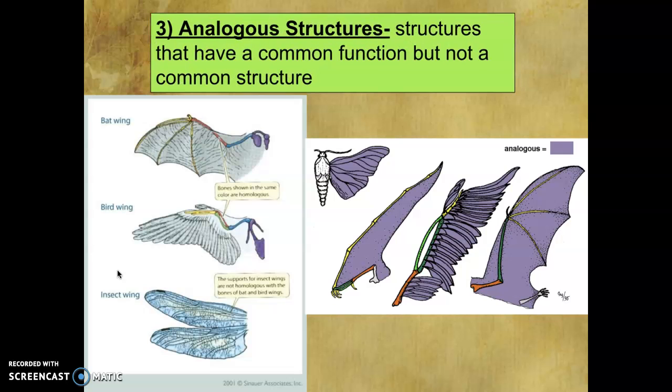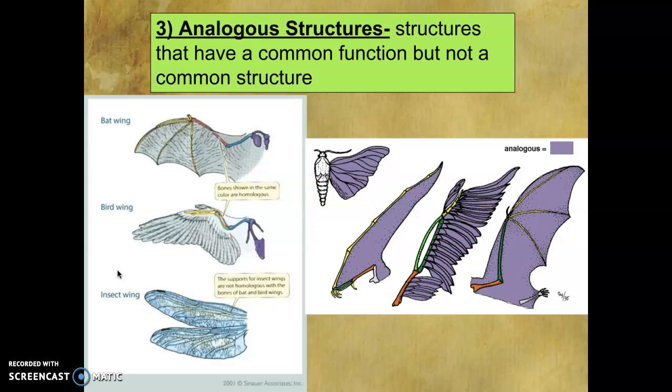The next one is called analogous structures. Analogous structures are the opposite. They have a common function, but they don't have the same structure. This one always trips people up a little bit.